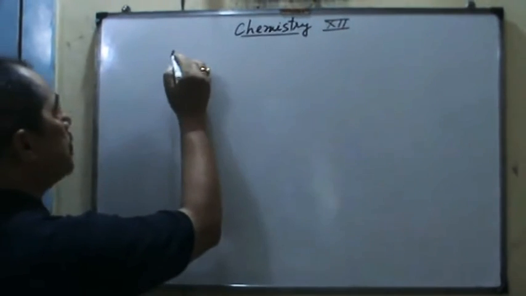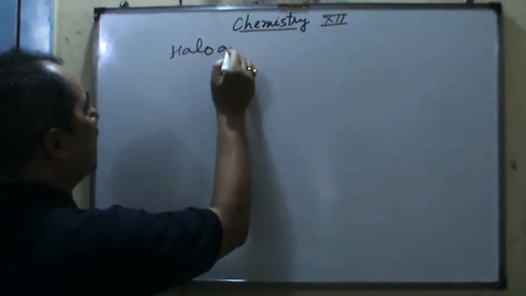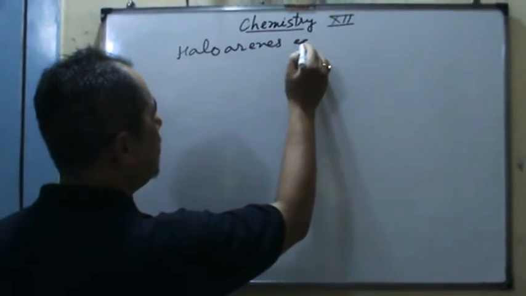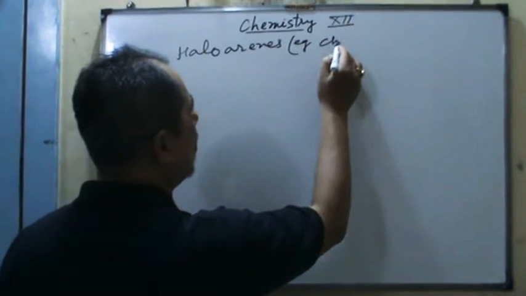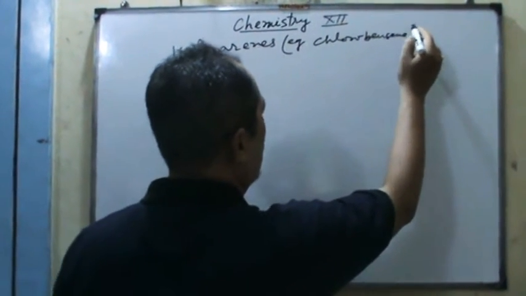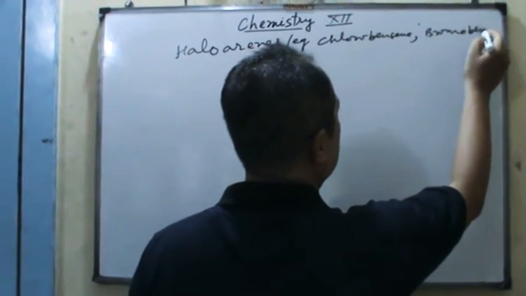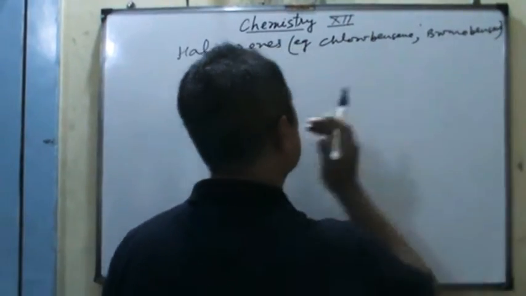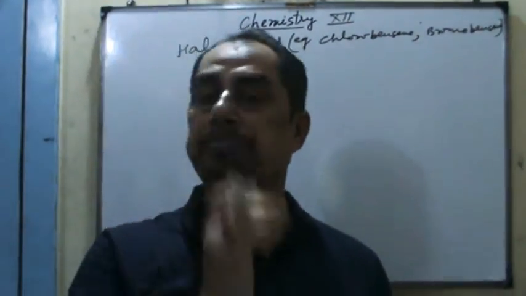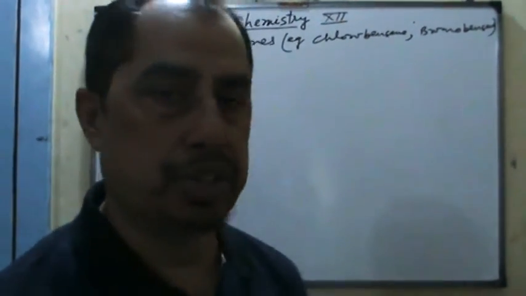Dear students, haloarenes can be chlorobenzene or bromobenzene. Anyone you can take, chlorobenzene or bromobenzene. Only two methods are prescribed in your syllabus. That is the Sandmeyer reaction as well as the Gattermann reaction.